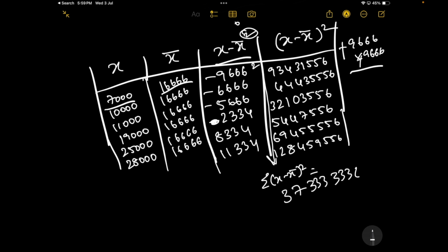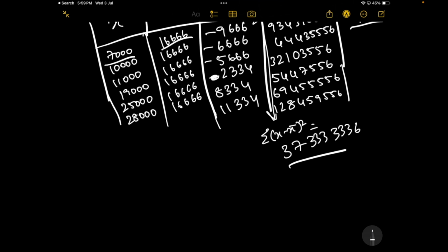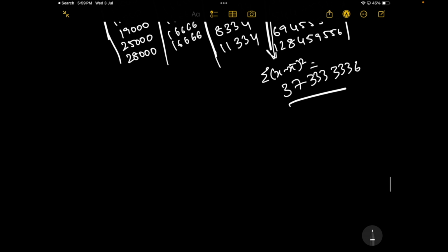373333336. Okay, this is how much you'll get if you add the entire row. This is how much you'll get there. Then you need to substitute that into the formula.